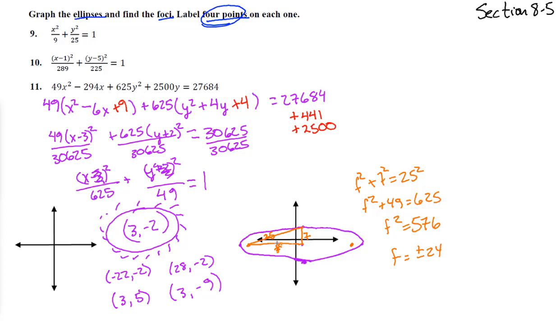And indeed, go back 24 from the center point along the x-axis, and you get negative 21, negative 2. And this focus up there, go up 24 from 3, and you get 27, negative 2. So that's almost actually just one space in between there, a very long, thin ellipse. Excellent.